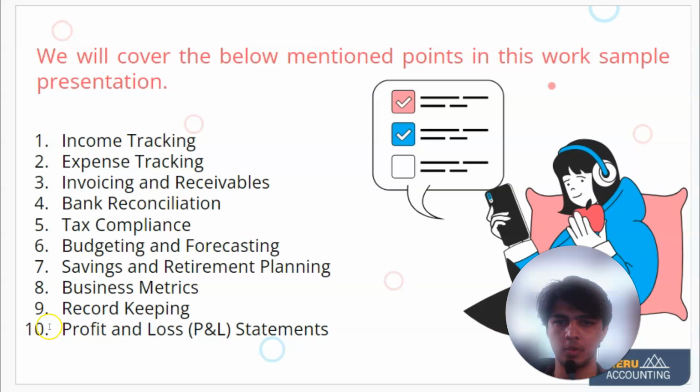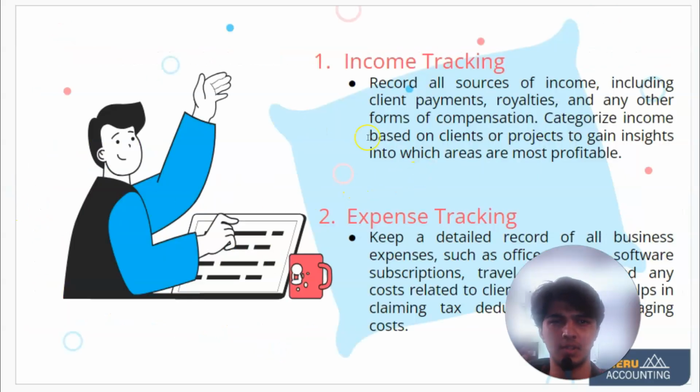So these are the few topics that we're gonna cover in today's video. We'll start with income tracking, then we'll go to expense tracking, then invoicing and receivables, bank reconciliations, tax compliance, budgeting and forecasting, savings and retirement planning, business metrics, record keeping, profit and loss statements. Okay, so let's start with income tracking.